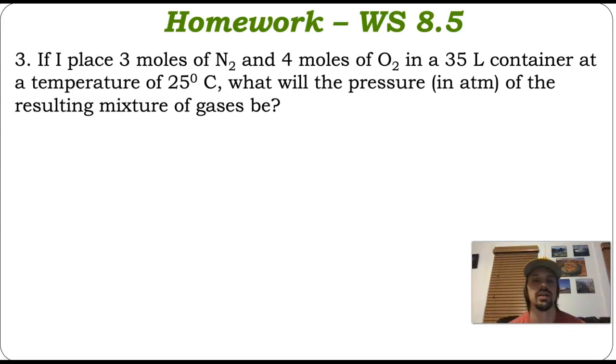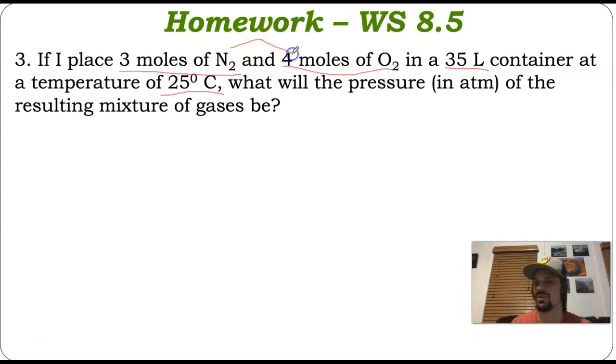If I place 3 moles of nitrogen, 4 moles of oxygen in a 35-liter container at 25 degrees Celsius, what will the pressure in atm be of the mixture? So here, what variables am I given? It doesn't look like I can just add them up here. It's a little trickier than that. And I'm going to give you a clue, and then I'm going to have you solve. If I place 3 moles of nitrogen, 4 moles of oxygen, 35 liters, and a temperature of 25, I'm looking for pressure.